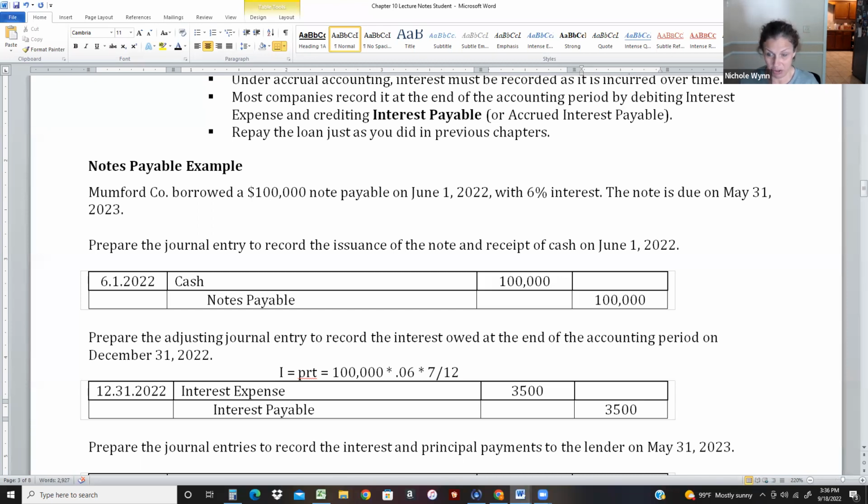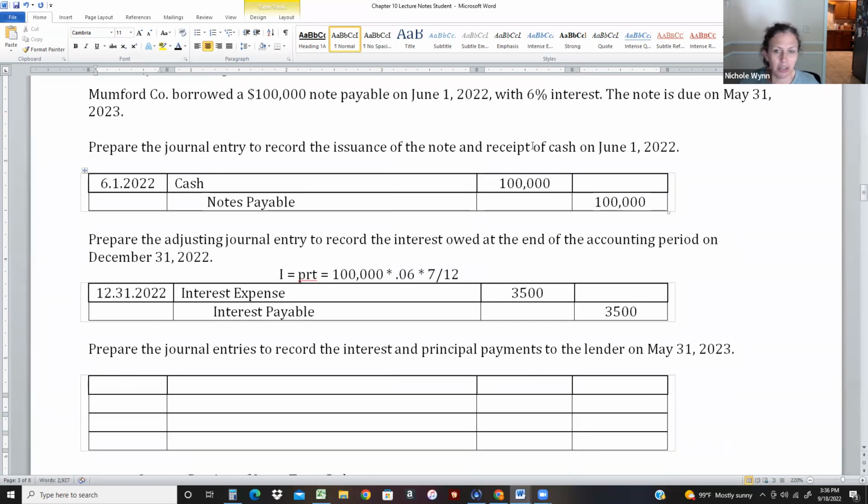We will not pay any interest on December 31. So we do not write any checks to anybody, to the bank or anybody, on December 31, but we will pay it when the loan comes due. So when the loan comes due, looks like this note is due on May 31. And that's the day that we'll pay cash. I don't know how much, I'll have to come back to that. But I have to pay back the principal and all of the interest.